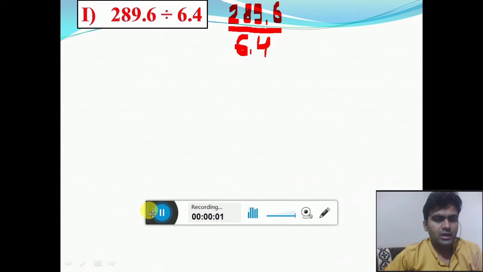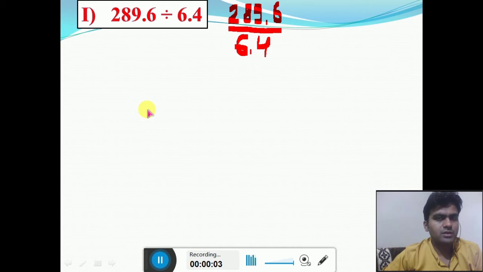Next question I of 3A, question number 4th I, 3A. 289.6 divided by 6.4. Here this 6.4 is a decimal number, so convert it into a whole number. So how can we convert? See, the decimal point is placed after one place, so we will multiply this number by 10.